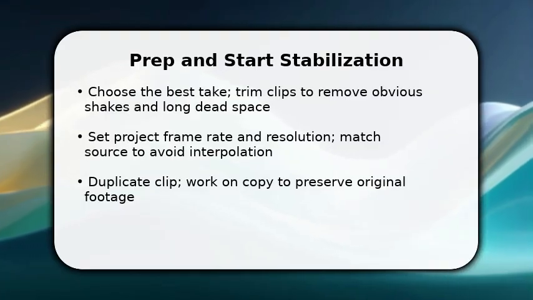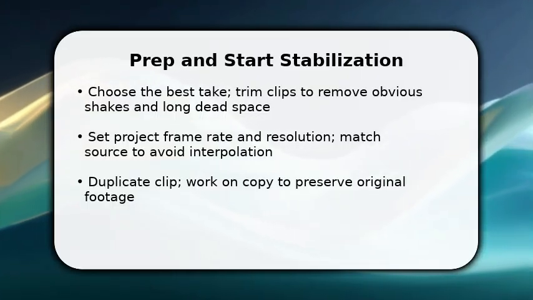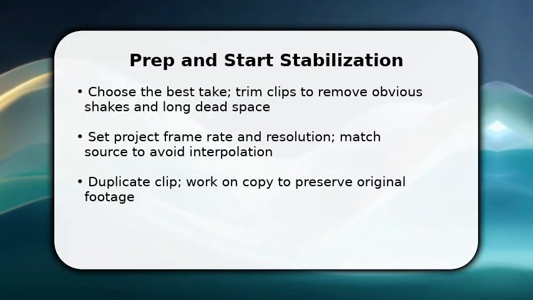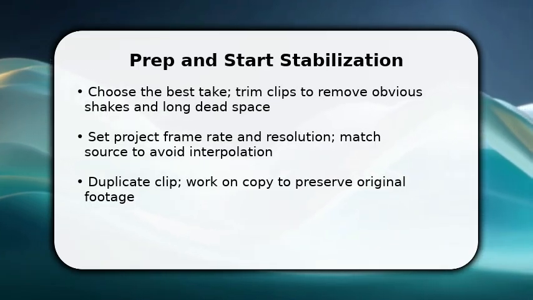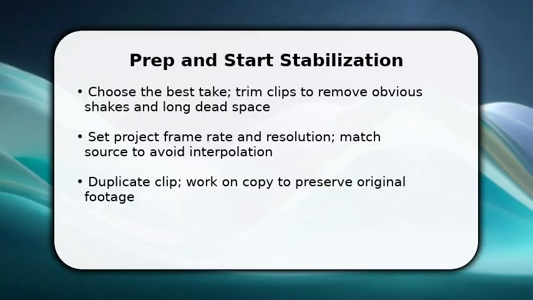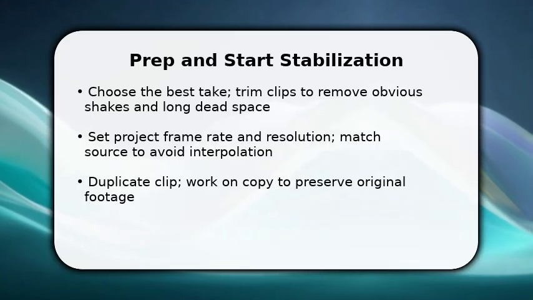You begin by choosing a stable segment and trimming away obvious bad frames so the algorithm has clean input. Once done, match your project frame rate and resolution to the source to prevent warping during processing. Make sure to duplicate the clip and work on the copy so you always have the original. This reduces iteration time and prevents quality loss.